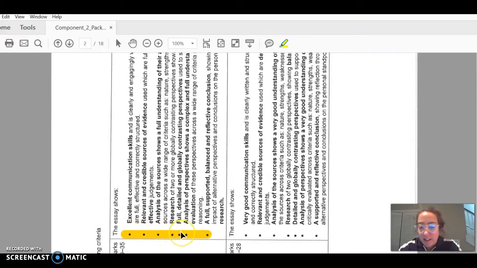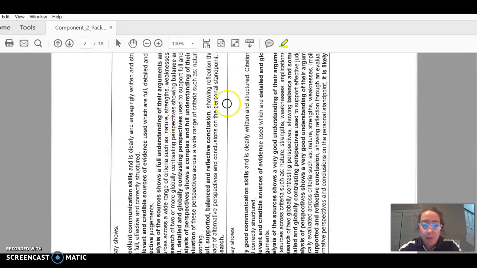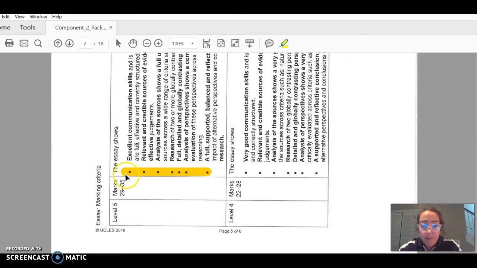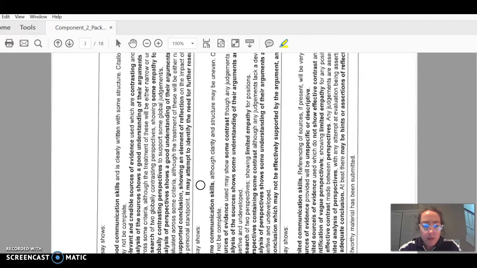Each of these criteria is detailed below by an examiner. So it may be good for you to read this box and see what the highest level marks look like, how they define excellent communication skills, for example, or what they mean by analysis of sources being full and understanding of the argument. So reread through this box. I've gone through and highlighted the focal points of this document, and I'm also walking you through it, so as you're reading on your own, you can focus in on these highlights as well.